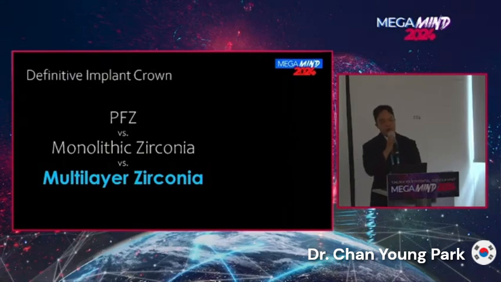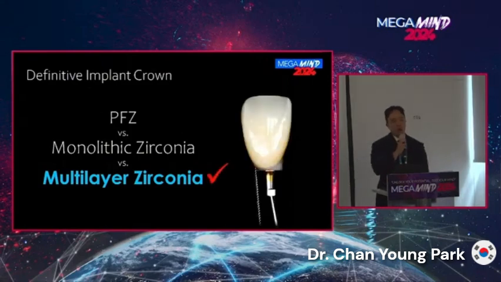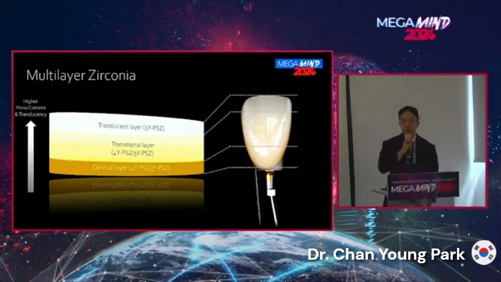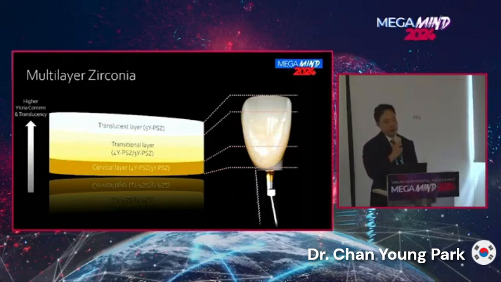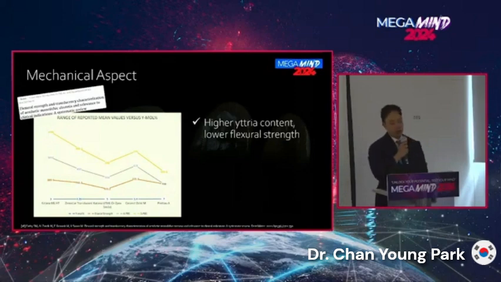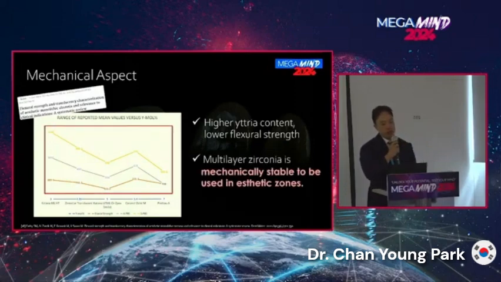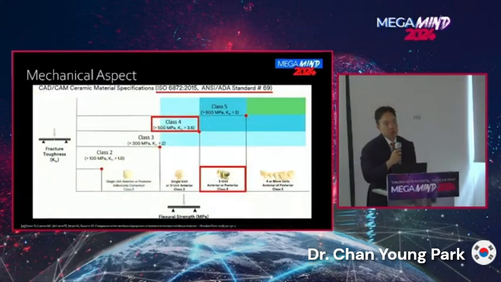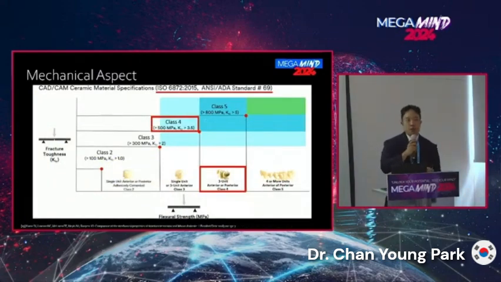And for the final crown, we chose multi-layer zirconia as our option. And as we know, the main feature of multi-layer zirconia is that each layer differs in yttria contents with different pigment types to express the translucency of the enamel, especially on the incisal layer. Although it has higher yttria contents and lower flexural strength, the reported values support that it is stable enough to be used in aesthetic zones. And according to the ISO classification, this may be stable up to 3-unit anterior bridges as well.